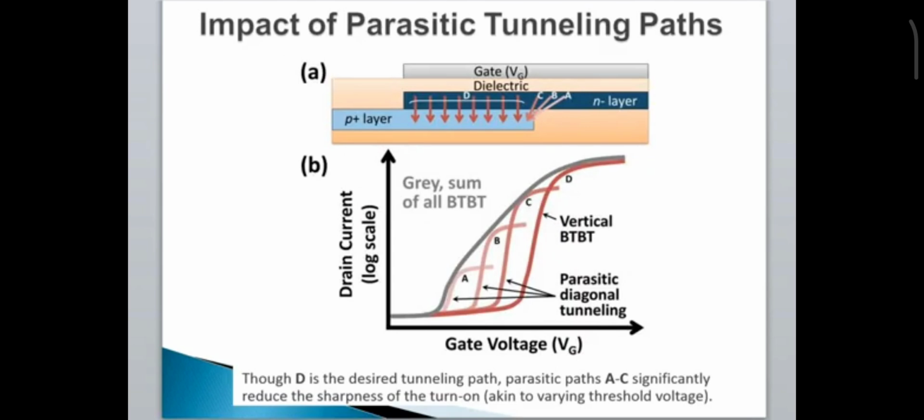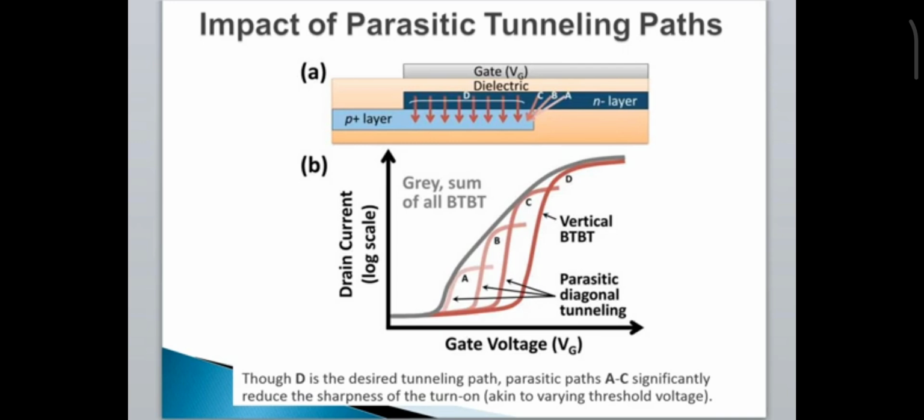Next is the impact of the parasitic tunneling path in the vertical TFET, in which I have shown the four tunneling paths A, B, C and D. From this figure, drain current versus gate voltage, you can notice that the A path is the first one to turn on, but it has the longest tunneling distance, so it has low on current. After that B turns on, after that C turns on.